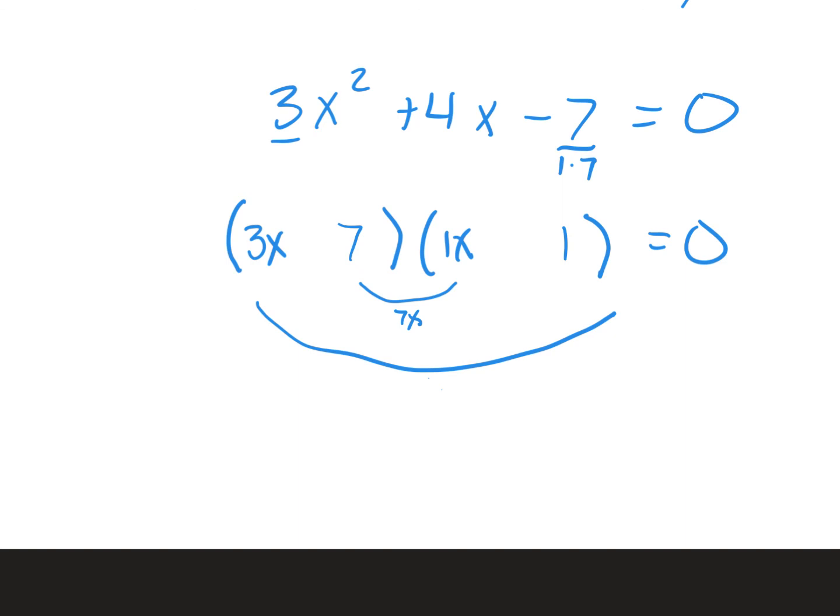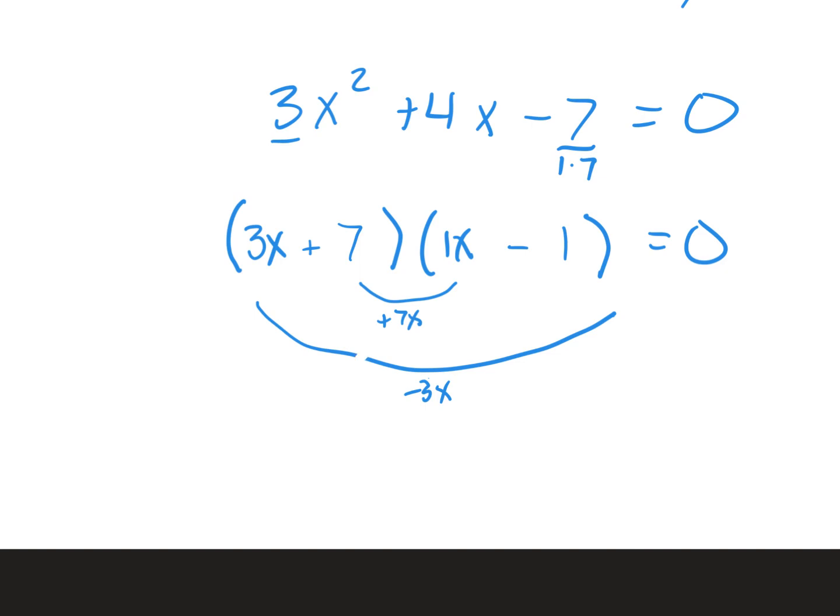That gives me 7x and 3x. Okay, keeping in mind that one has to be positive and one has to be negative, is there any way to get them to add to a positive 4? If 7 is positive and 3 is negative, that would add to a positive 4, which would match my middle term. Okay, so that tells me that the 7 has to be positive and the 1 has to be negative. And that would be the correct factored form.